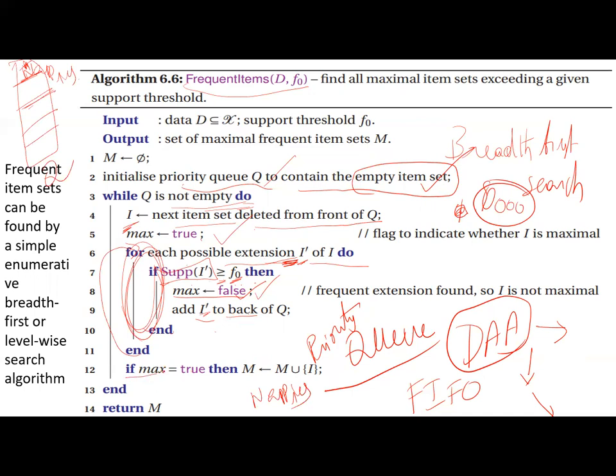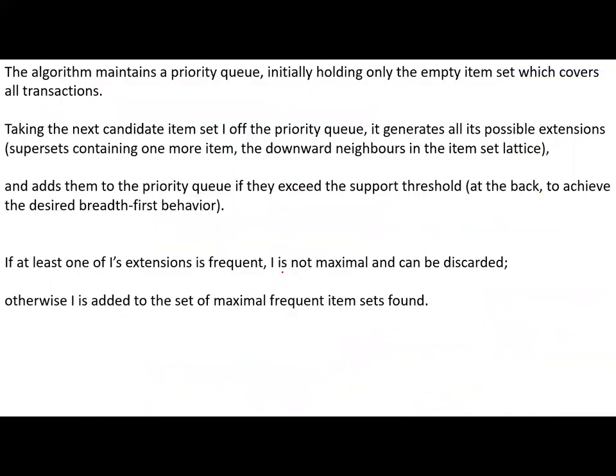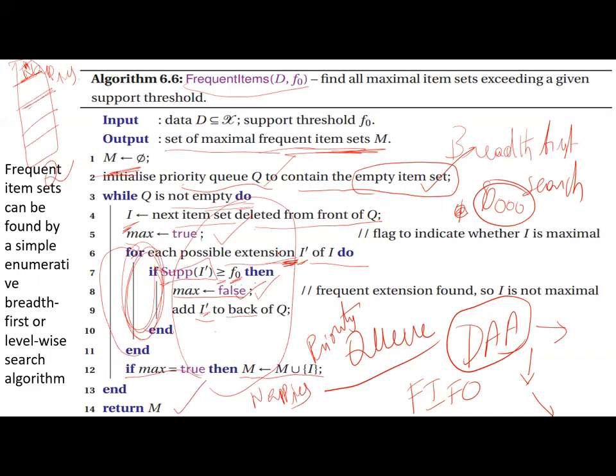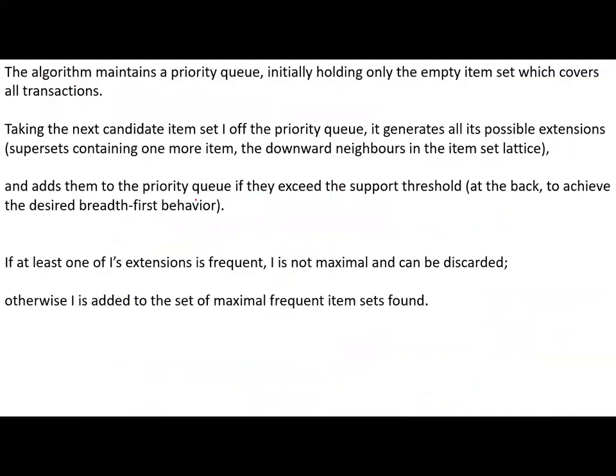Now, if max is equal to true, then M is equal to M union I. So then only we add I to M. Remember, our M is empty and our resultant frequent item set is M. This is how M is returned. This gives us the total return. Frequent item sets will be returned. Okay, let us again check.